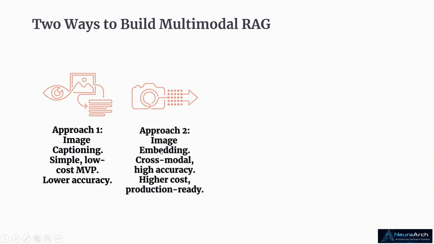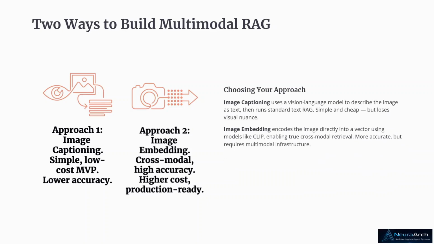And approach 2 is embedding the images directly. In this option, you will not be storing only text or the description of the image. Rather, you will embed the image directly in the vector database.